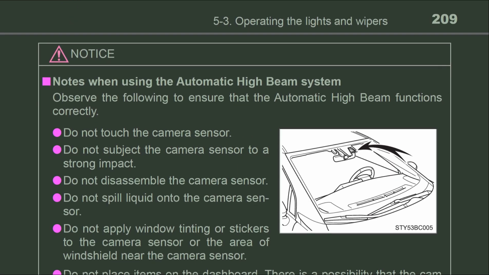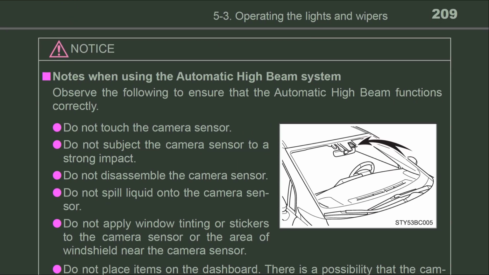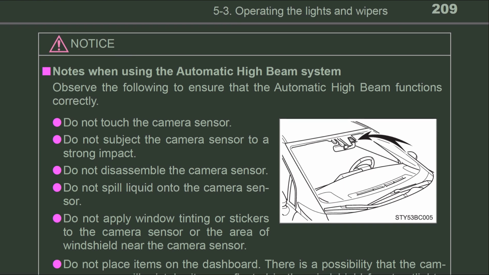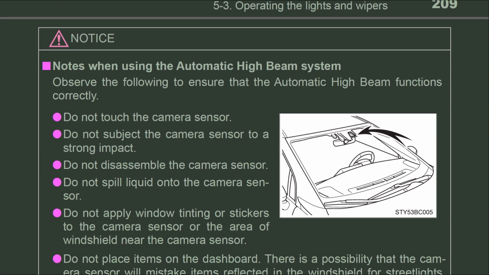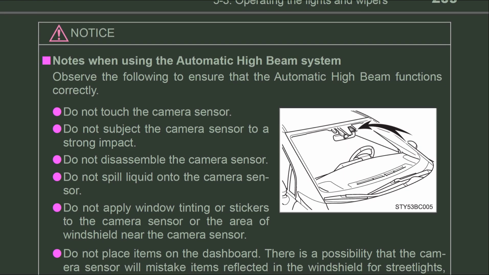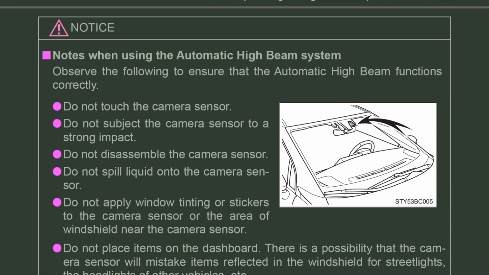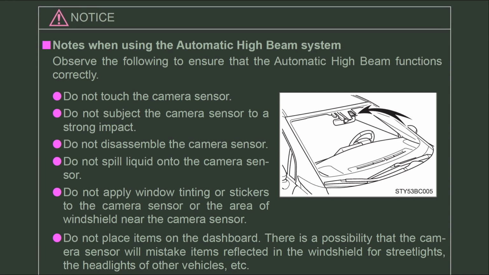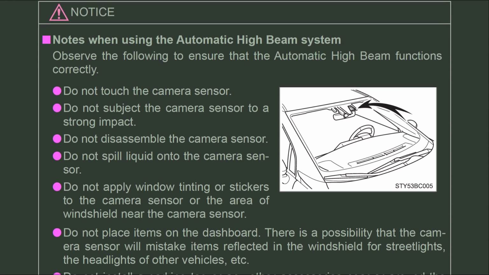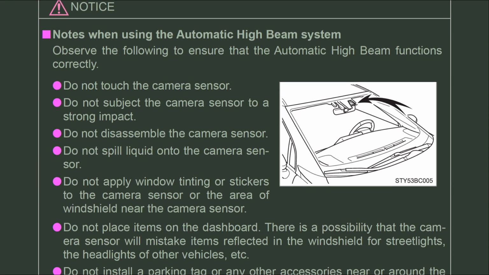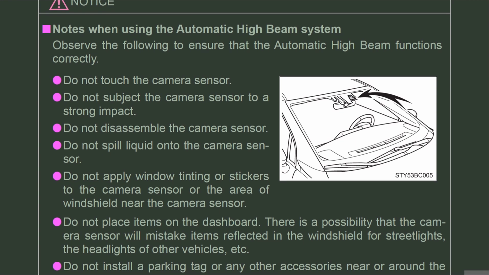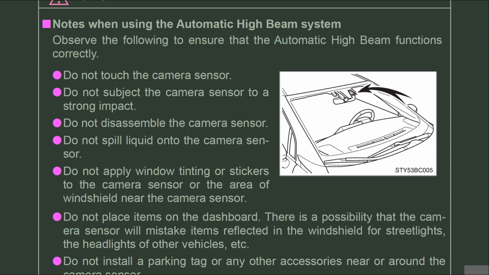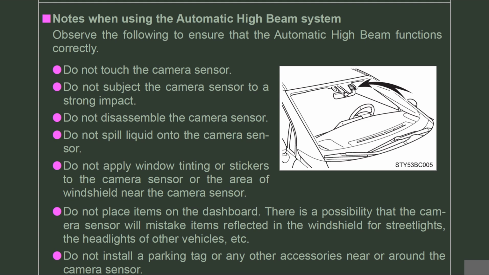5.3. Operating the lights and wipers. 209. Notes when using the automatic high beam system. Observe the following to ensure that the automatic high beam functions correctly. Do not touch the camera sensor. Do not subject the camera sensor to a strong impact. Do not disassemble the camera sensor. Do not spill liquid onto the camera sensor.